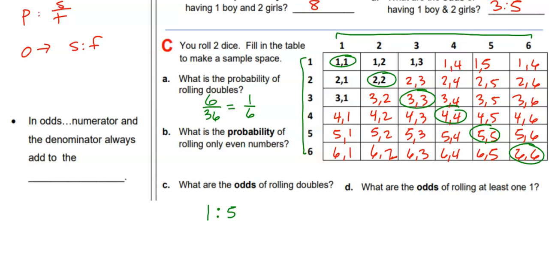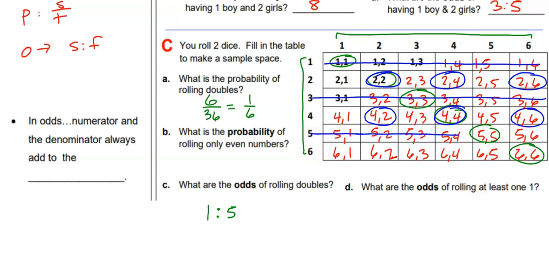Only even numbers. Let's see if we can find a pattern. There's not going to be anything here because there's a 1 in each of those. Now in the 2 row, 2 and 2, 2 and 4, 2 and 6. Can ignore this row because there's a 3 in each of those. And then we have 4 and 2, 4 and 4, and 4 and 6. I think you're probably starting to see the pattern here. Nothing in the 5s. And then 6 and 2, 6 and 4, and 6 and 6. So 1, 2, 3, 4, 5, 6, 7, 8, 9 ways to get only even numbers out of a possible 36. Divide each of those by 9, and we're going to get 1/4.